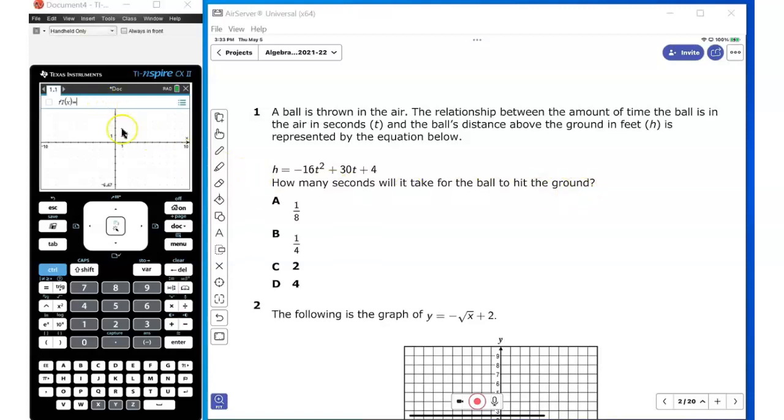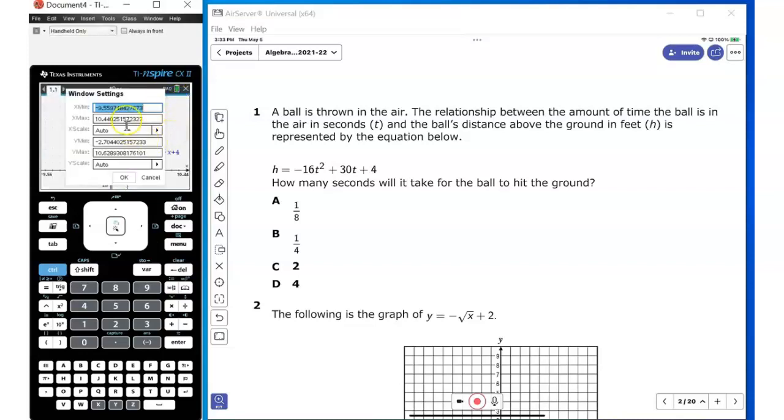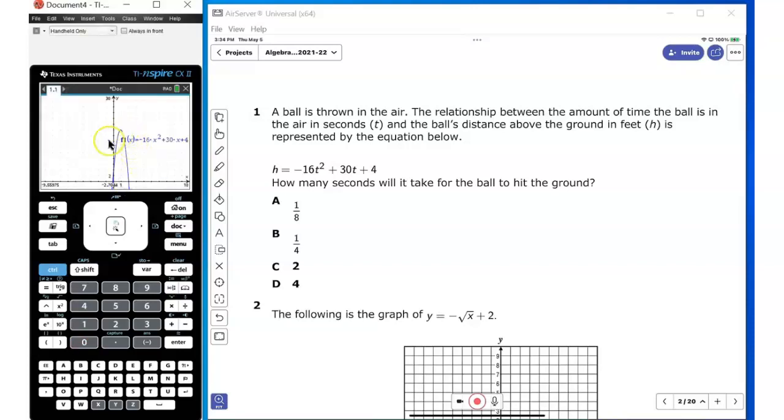So I'm going to go ahead and use the calculator. And you notice I'm using x instead of t, but it's going to represent t. You might have to change the window. So I'm going to go to the window and change the window settings, and X max, I'm probably going to make it Y max. I'm going to say 30. Let's see what happens.